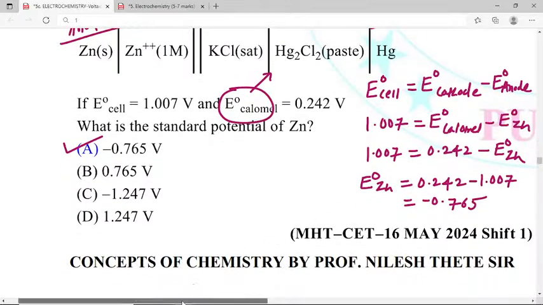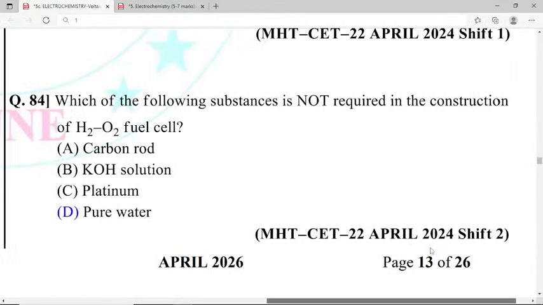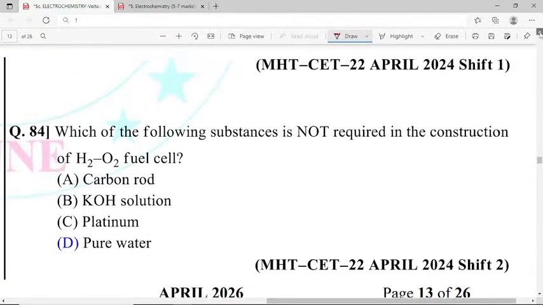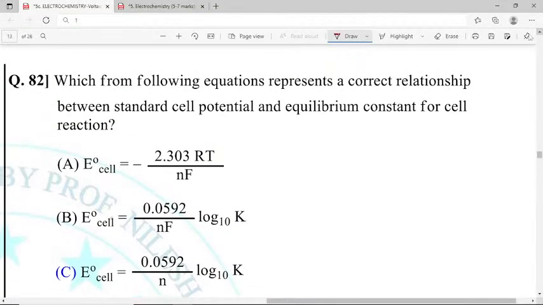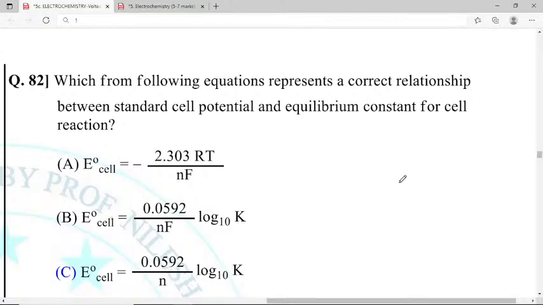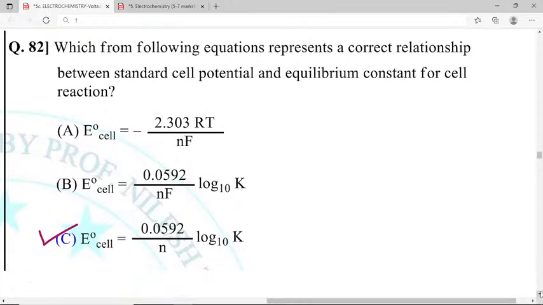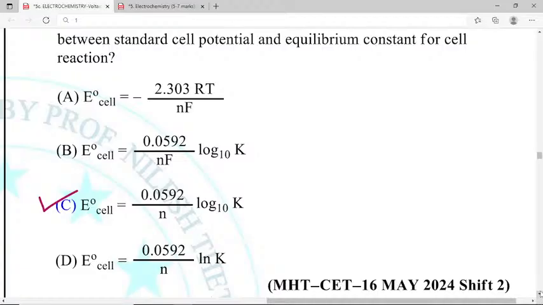Okay, next question. Which of the following equations represents a correct relationship between standard cell potential and equilibrium constant? Straight formula based question. E naught cell is equal to 0.0592 divided by n into log to the base 10 of K. K is the equilibrium constant.